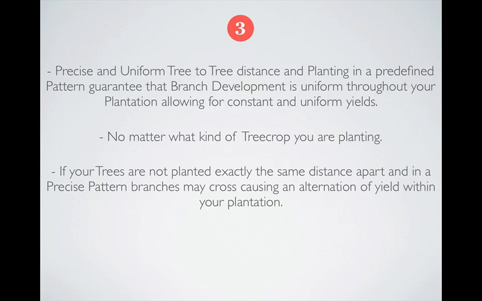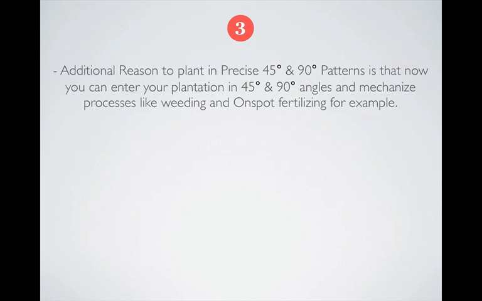If your trees are not planted exactly the same distance apart and in a precise pattern, branches may cross, causing an alternation of yield within your plantation. What this ultimately means is that TTPlant enables you to get a better performance out of your field.